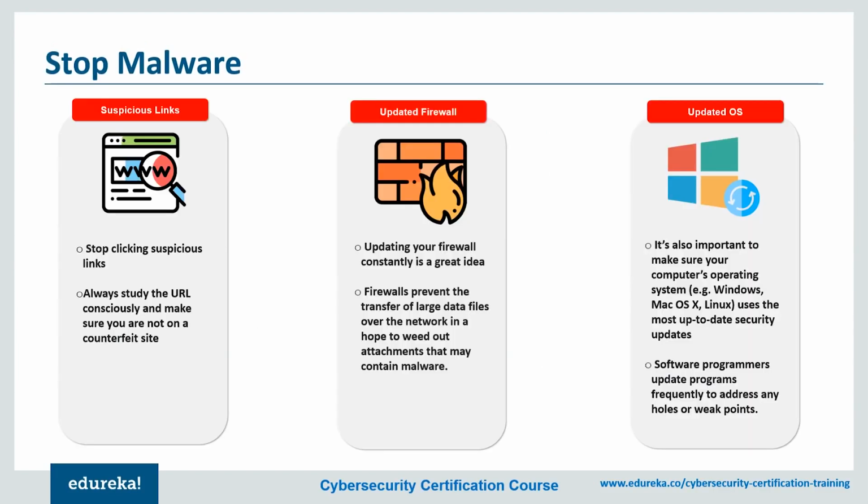Okay, so how exactly do you remove malware, or how exactly do you fight against it? Each form of malware has its own way of infecting and damaging computers and data, and so each one requires a different malware removal method. The best way to prevent malware is to avoid clicking on links or downloading attachments from unknown senders. This is sometimes done by deploying a robust and updated firewall, which prevents the transfer of large data files over the network in the hope of weeding out attachments that may contain malware.